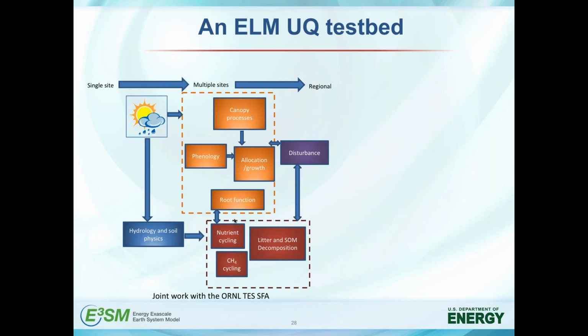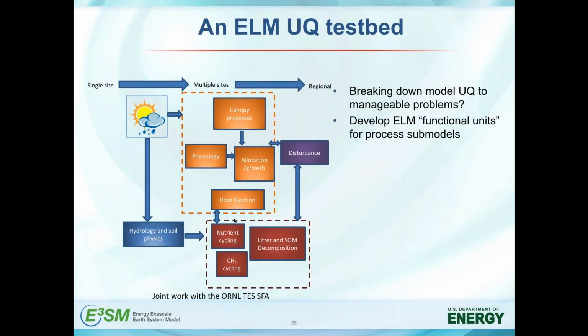And so we've been looking at developing functional units that take pieces of, or process, submodels within ELM and run them independently. For example, we can look at just the canopy fluxes, or the part of the model that is predicting GPP, and try to break the model problem down into manageable problems.